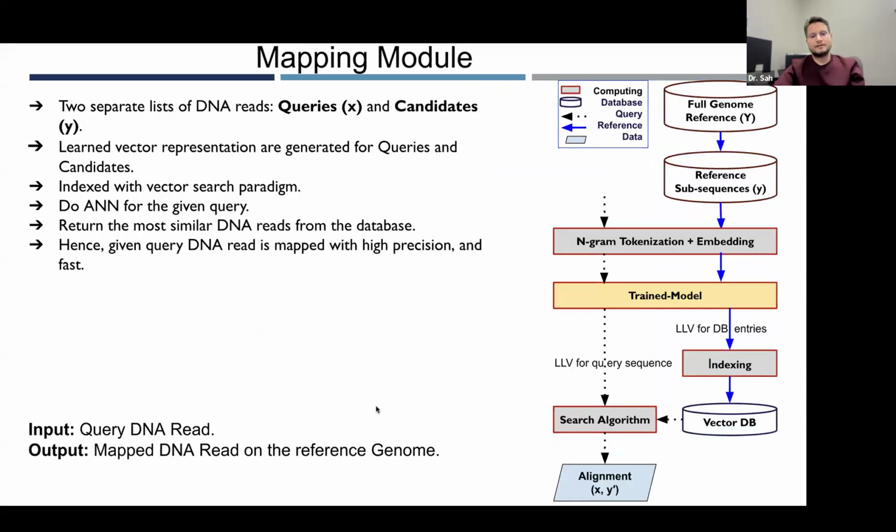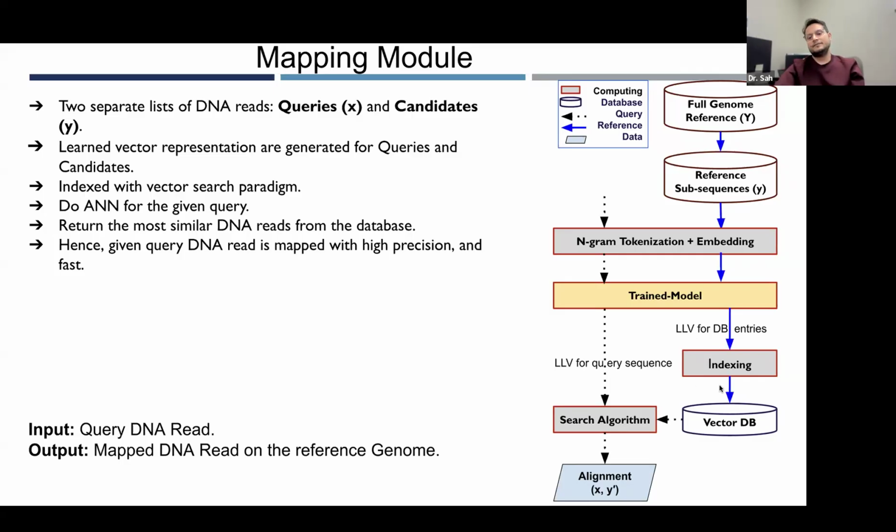Now let's talk about the mapping model. Let's imagine we have a trained model, and we want to test it on new data. Let's consider a real world example. We have a full genome reference, and we cut it into random pieces. We make fragments, and then we do embedding and pass them through the trained model, which will ultimately produce LLVs for each segment.